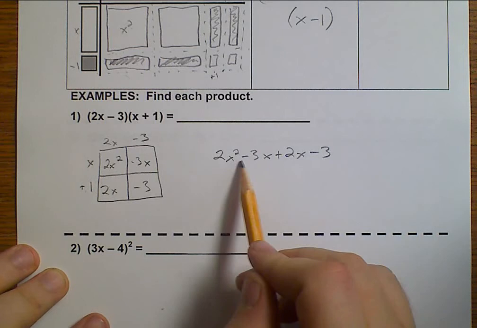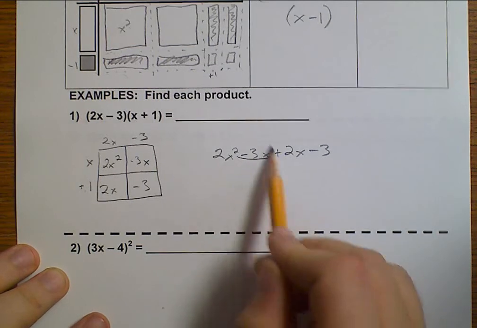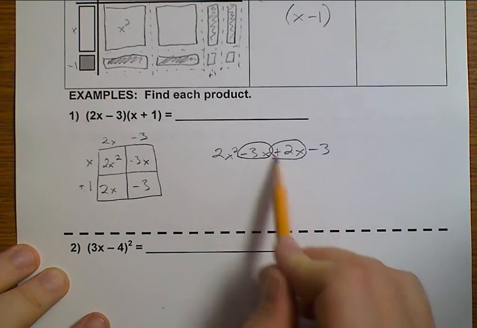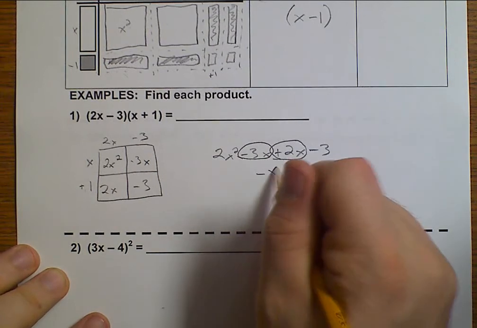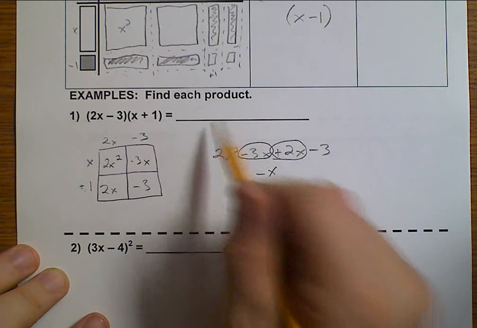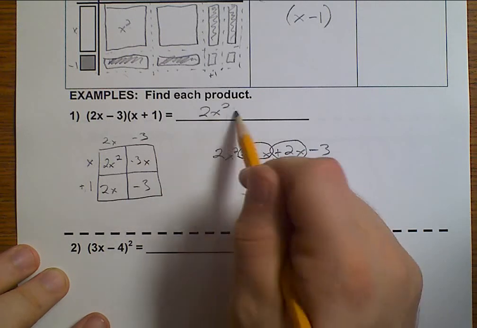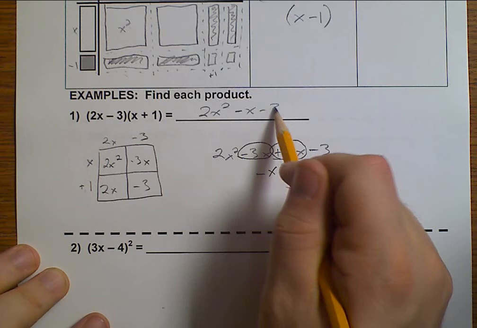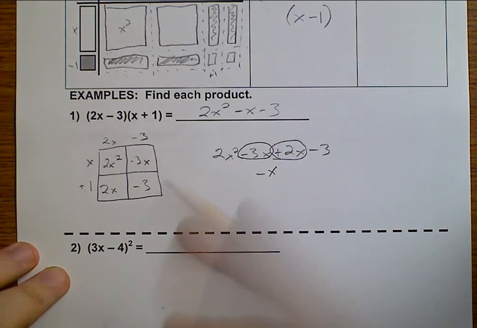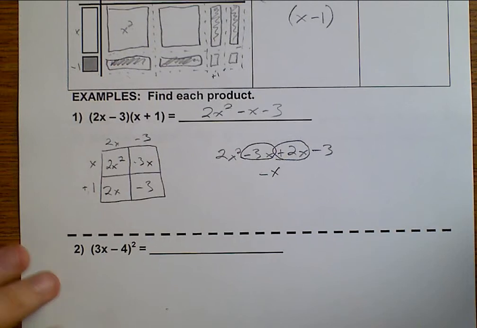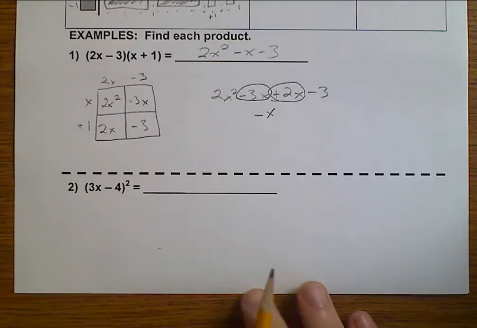And here, I have like terms, so when I combine them, negative 3 plus 2 make a negative x. So my answer is 2x squared minus x minus 3. And this is the box method. Box method also works when we are squaring a polynomial.